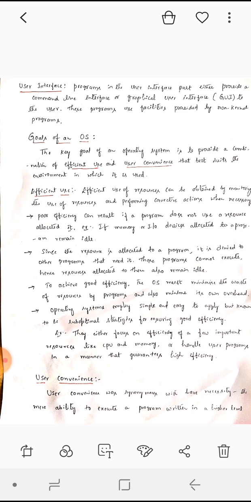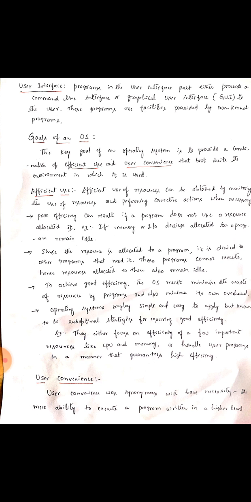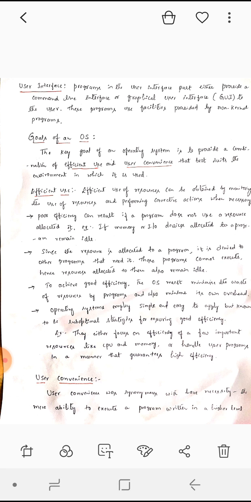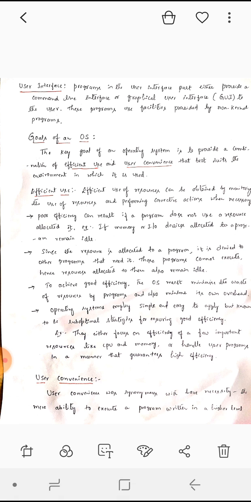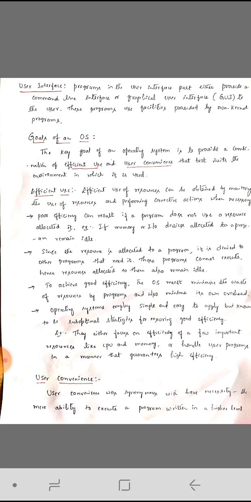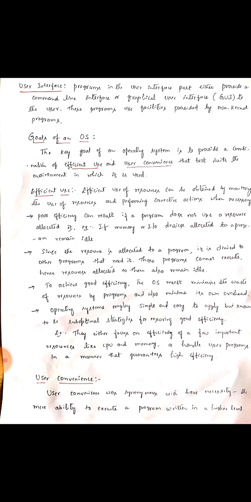Then what should be the goals of an OS? The goals of an OS are classified into two parts: how efficiently it is used and how convenient it is for a user. When we say efficient use, for example, we have a program and we have assigned some memory to that program. Once the program execution is done, definitely that memory can be assigned to some other program.